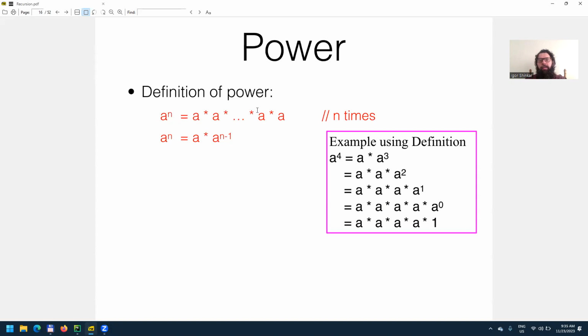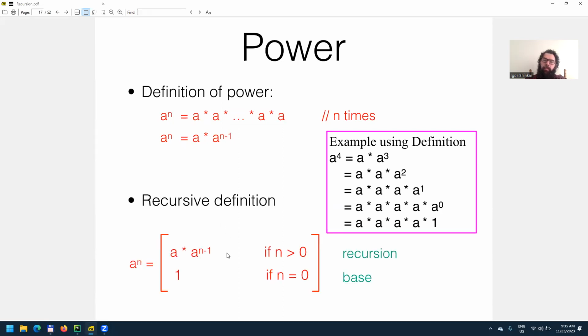Okay, so let's see another example, and this example will be power. So how do we compute a to the power n? One way to do it is a times a times a, n times, just have a for loop. Another way is to use recursion, to compute a to the power n minus 1, and then multiply everything by another a. So here is the recursive definition.